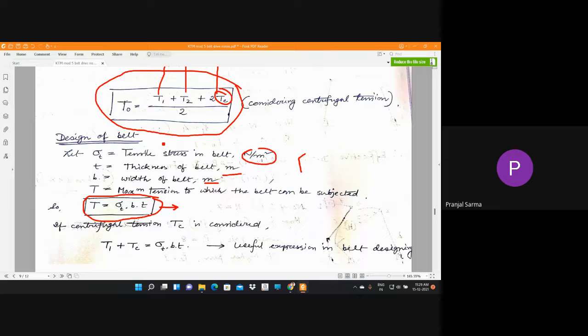B into t gives you the area. Stress, all of you already know: what do you understand by stress? In the normal case, how can we get it? Force per unit area, sir. Yes, correct, F by A. Now in the case of your belt, if t is the thickness and B is the width, ultimately B into t gives you this area. So area is nothing but this.